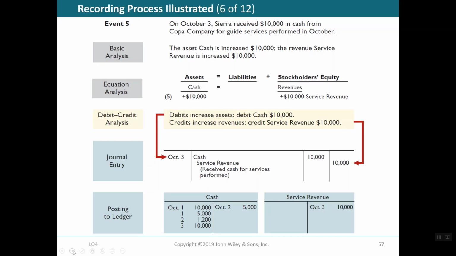And then an increase in revenue is a credit, and that's why we are crediting our service revenue. Under the journal entry section, we have cash, which is increased by 10,000, and service revenue, received cash for services performed, 10,000. Okay, so that's service revenue 10,000 and cash increase 10,000. We bring it to post to the ledger. We have a debit for cash account, and we put it under the debit as October 3, 10,000, and our service revenue, a new account, also October 3 for 10,000.